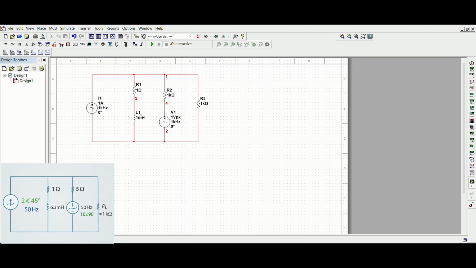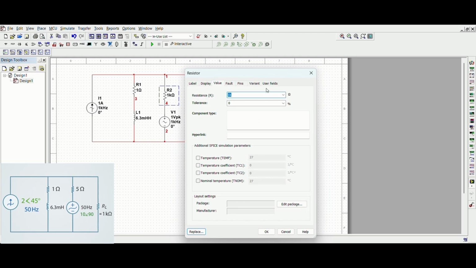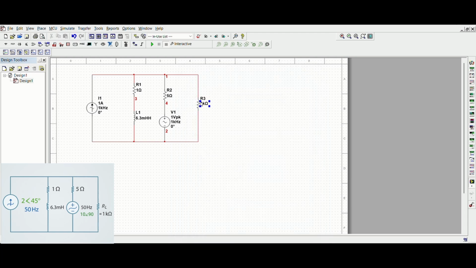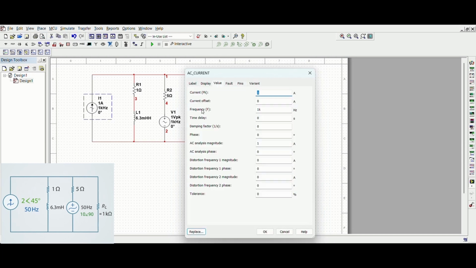and inductance has value 6.3 millihenry. And R2 is 5 ohm. And load resistance is 1 kilo ohm. So it is a load resistance, so we change its label as RL. Now we have to change current source value. It has magnitude 2 and angle 45 degree, and frequency is 50 Hz.